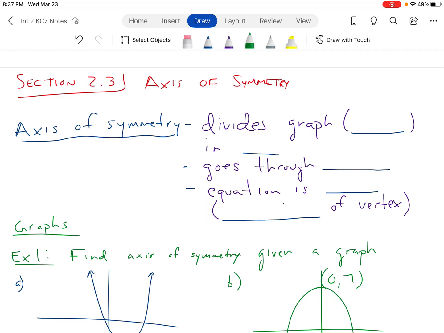Okay, the axis of symmetry divides the graph, or the parabola, that's the shape of my quadratic graph, in half. It divides it into two equal pieces, so it goes through the vertex. And the equation of that line is x equals whatever number it crosses on the x-axis, or the x-coordinate of your vertex.